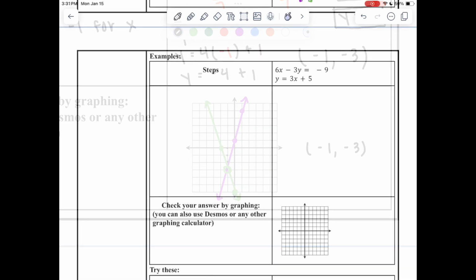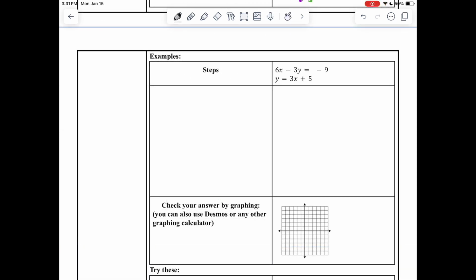We've got another example. Okay, here's our next example. This time we have y is equal to 3x plus 5 and 6x minus 3y is equal to 9. Our first step here is going to be to substitute.